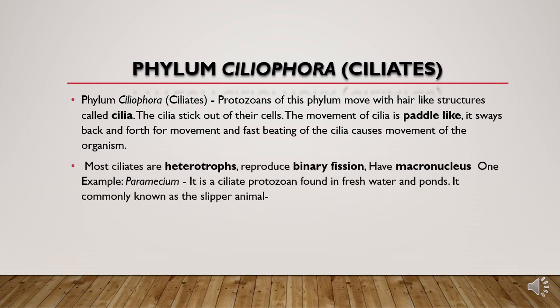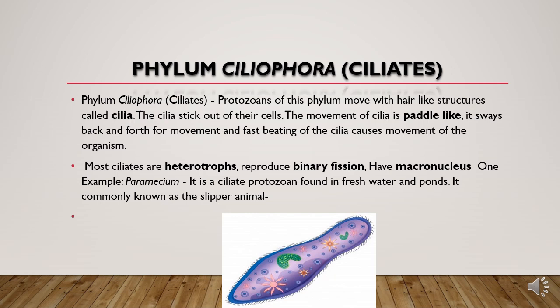They are mostly heterotrophs, and they reproduce by binary fission as well. They have a macronucleus. An example is the paramecium organism. It is a ciliate protozoan found in fresh water and ponds. It is mostly known as a slipper animal. That is an example of a paramecium organism. It is single-celled, as we have explained.